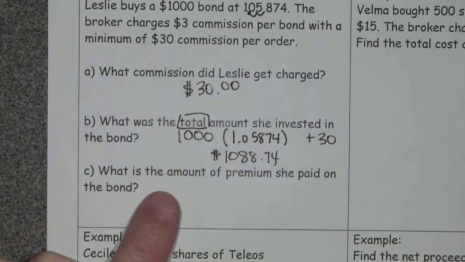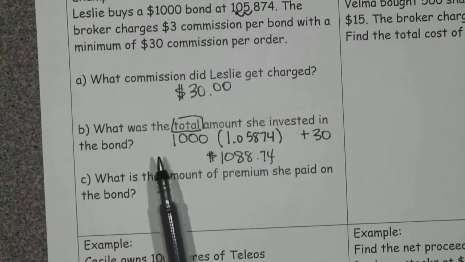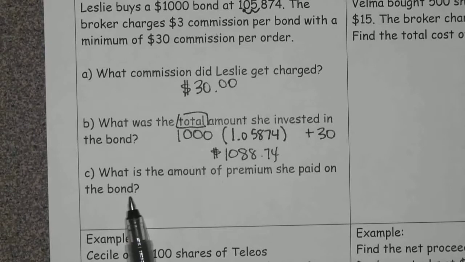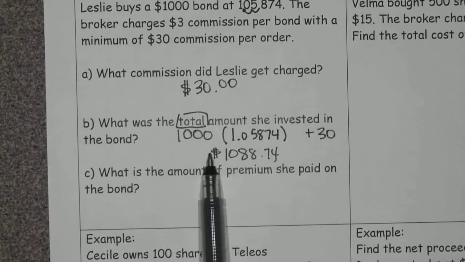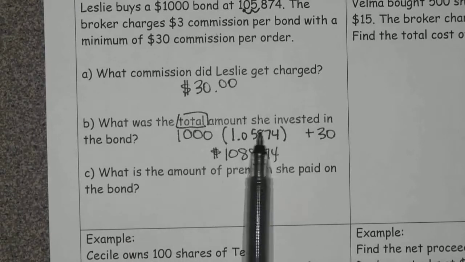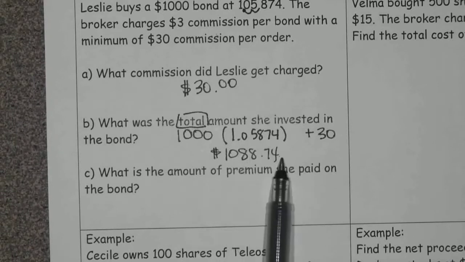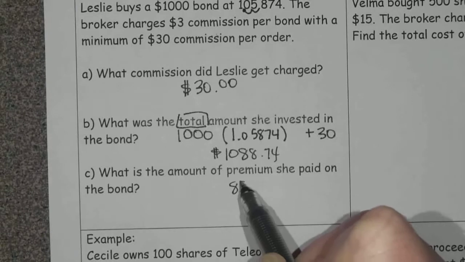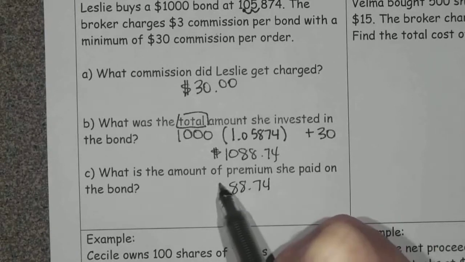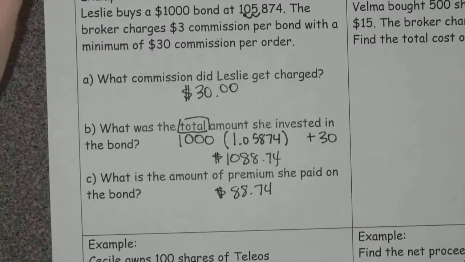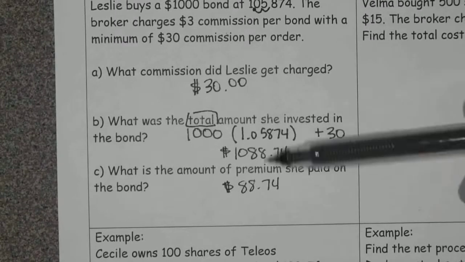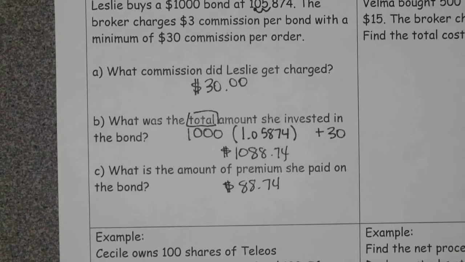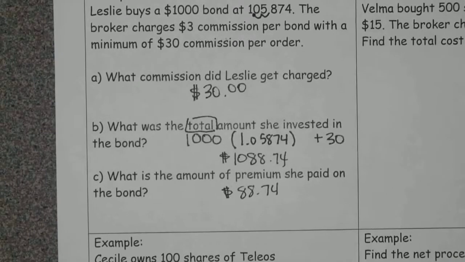Thank you. Okay, this last question I think is a little bit out of order because it says, what is the amount of the premium she paid on the bond? Well, if the bond was $1,000, the amount of the premium would be this amount minus $1,000. So the amount that she paid on the premium would be $88.74. Sometimes they'll ask you not to count the commission in her premium. If they do that, just take that number off first, okay? Questions on that one?